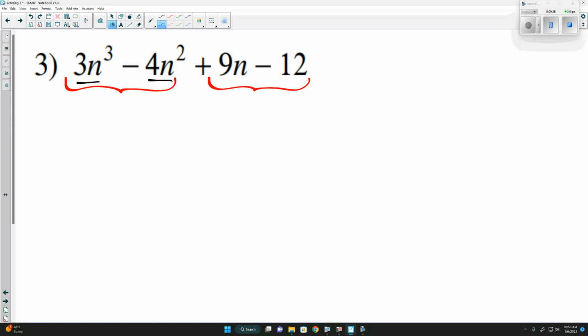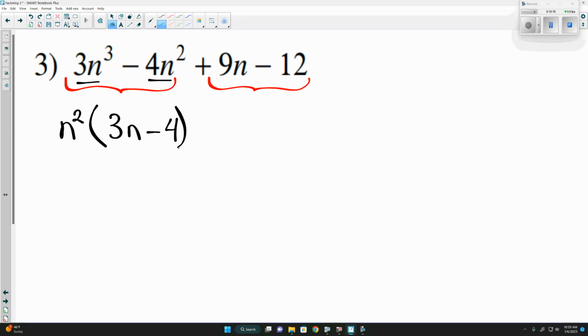Because if we look at 3n cubed and 4n squared, well, 3 and 4 don't have a greatest common factor. But n cubed and n squared do, and it is n squared, because n squared will go into both. If we factor n squared out of n cubed, I take 2 of them away. We're left with the 3 and 1n, minus. We'll still have the 4, but if I take n squared away from n squared, it simplifies out completely, leaving us with 3n minus 4. Questions on this so far?